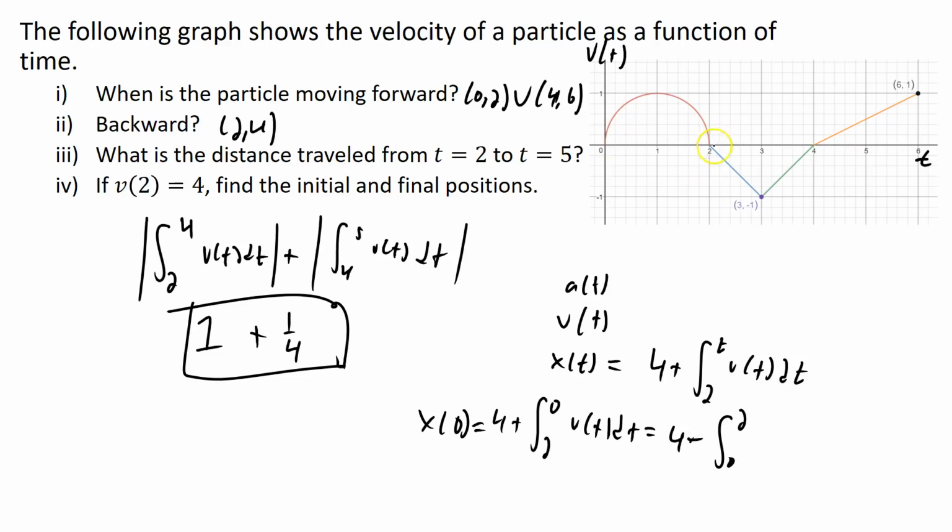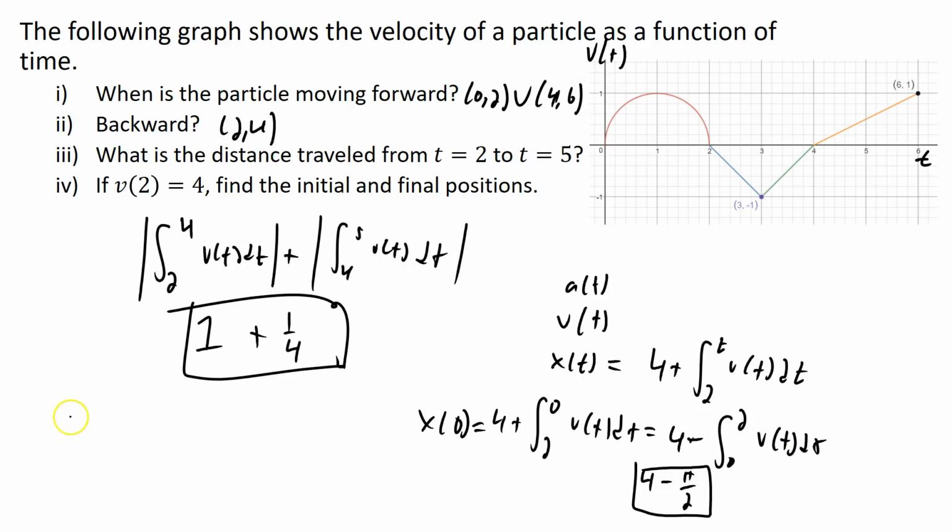We've been increasing up to this point because we had positive velocity. So when we're going back to 0, we're going to take something away. So v of t dt, that's a semicircle. It's half of pi r squared, which is just pi over 2 because r is 1. So this is 4 minus pi over 2. There we go.